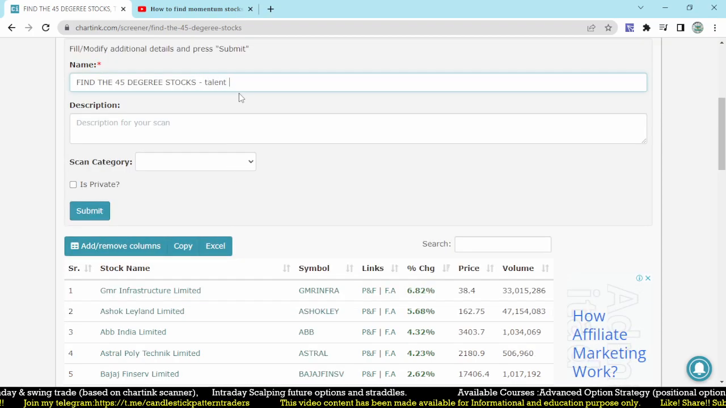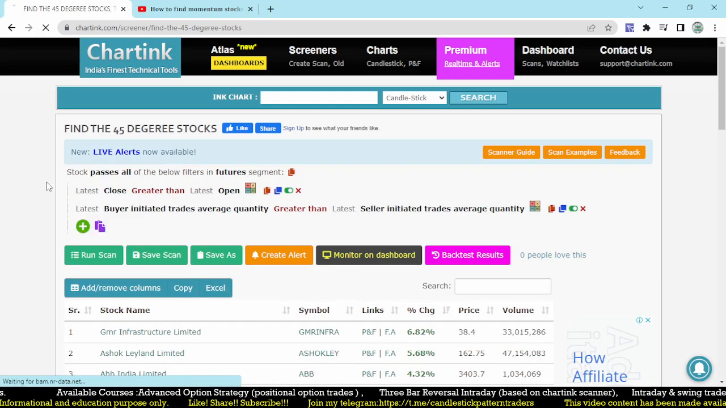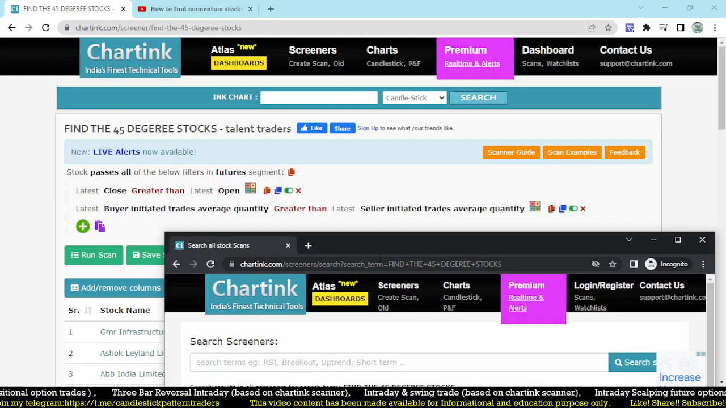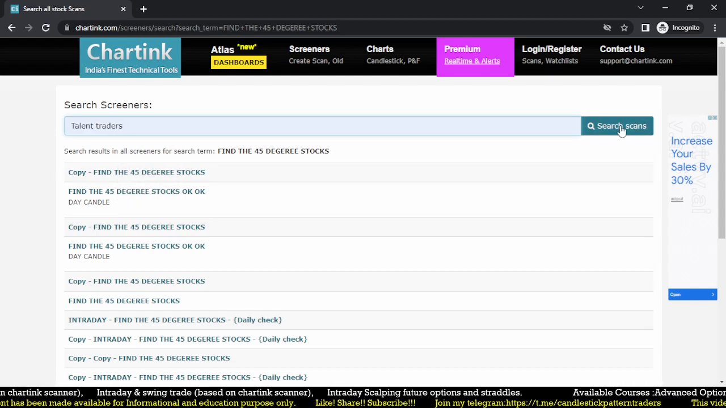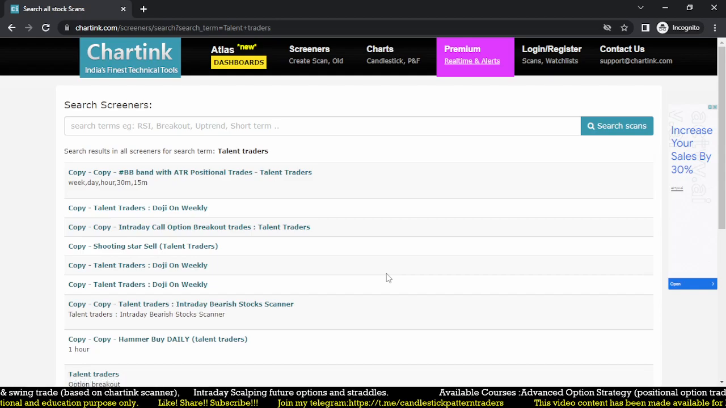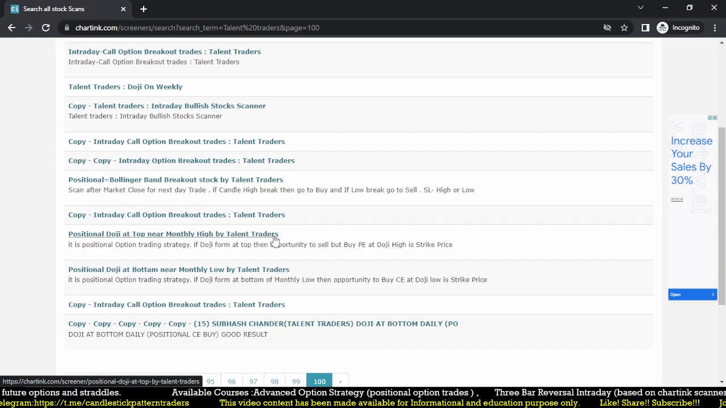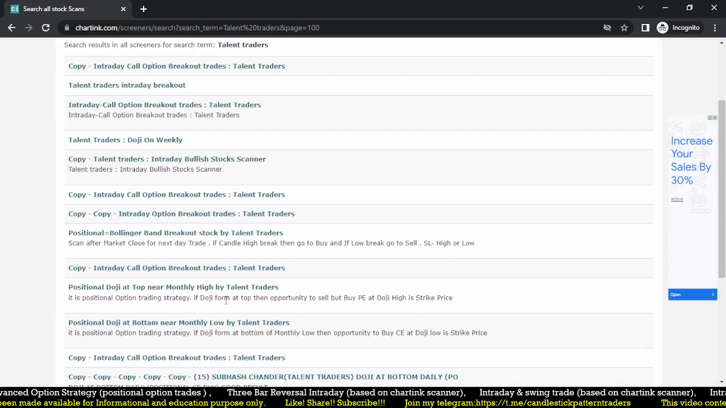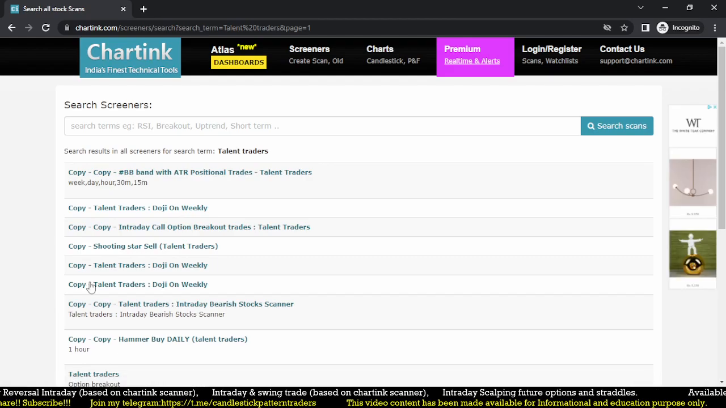Most of the scanners I provided carry my YouTube name, Talent Traders. If you look at this scan, you will find Talent Traders, or you can simply search the name of my YouTube channel, Talent Traders. Just search this, and oh my god, almost 100 pages. Great, thank you so much, because you copied a lot of my scans, but I provide them free. You have the right to copy it, no problem.